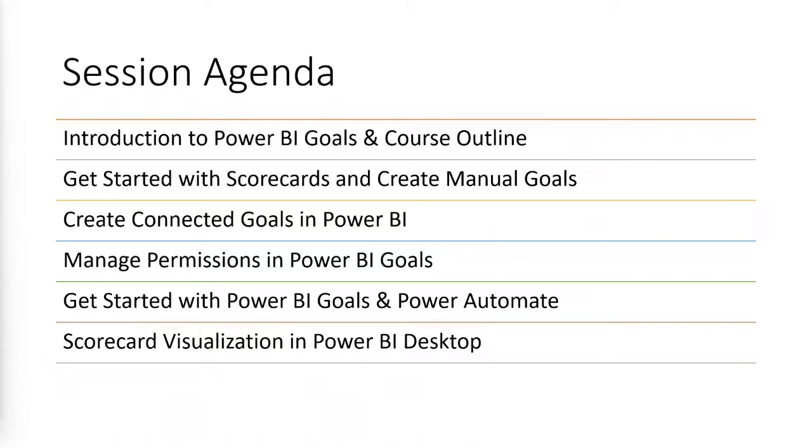So in Power BI goals, there are two types of goals we can create. One is manual goals and second is connected goals. So we will talk about both the things in detail. After that, the very important topic for goals is goal level permission. So we will talk about that, and after that we will connect our Power BI goals with Power Automate, which is one of the most important features.